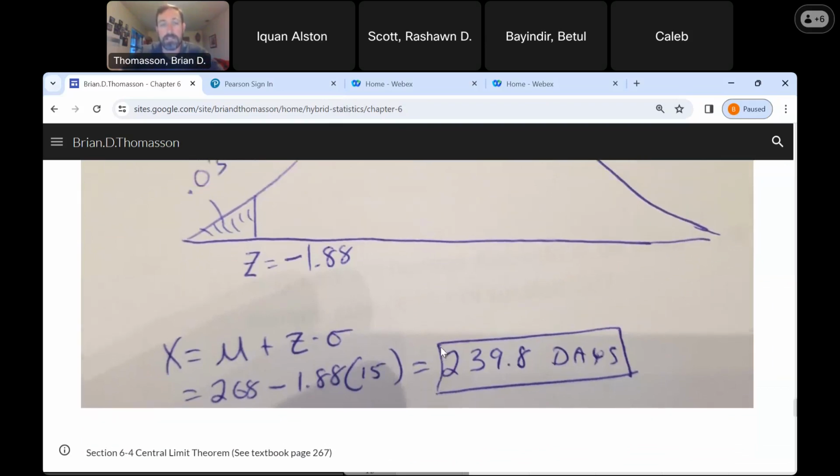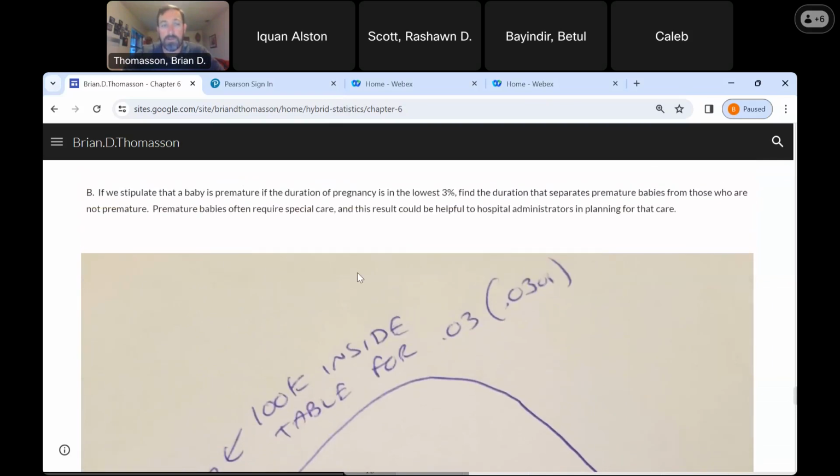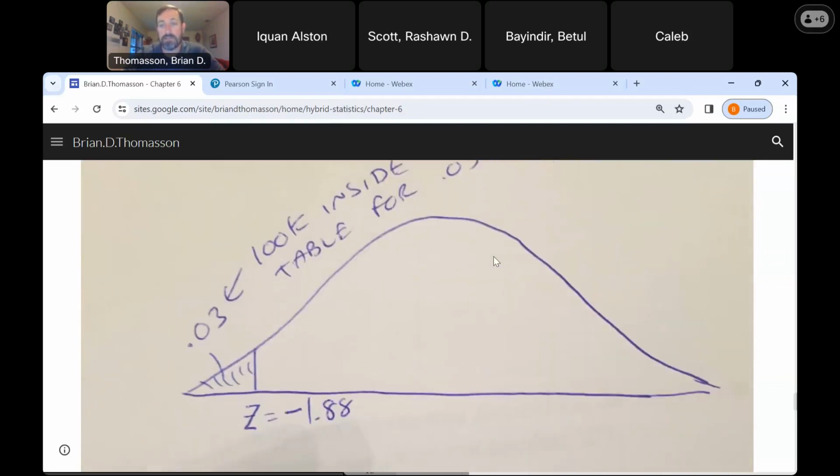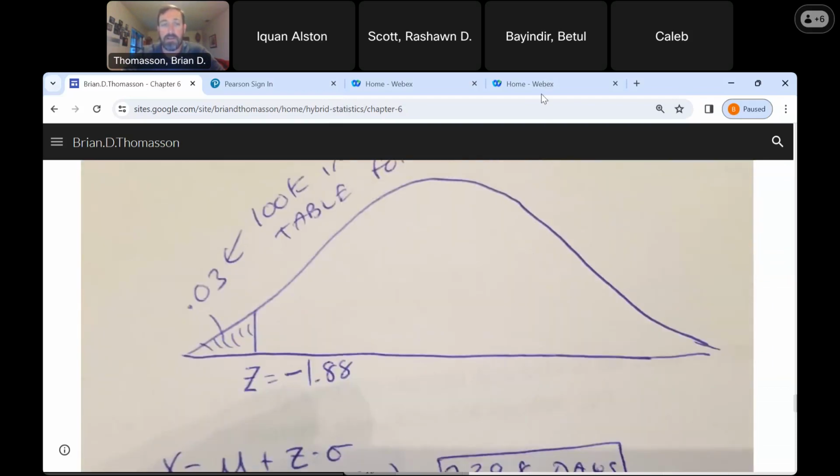Yes. Okay, so the last part, what they're looking for says if we stipulate that a baby is premature if the duration of pregnancy is in the lowest 3%. So they're giving us the inside value. So in other words, they're giving us this area. They're not giving us the outside value. They're giving us inside.